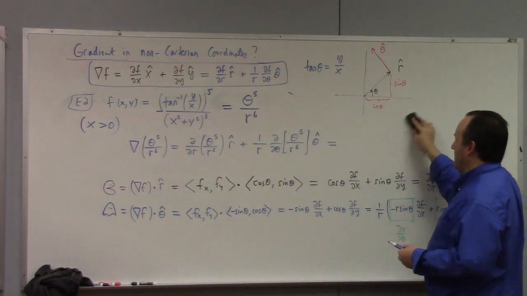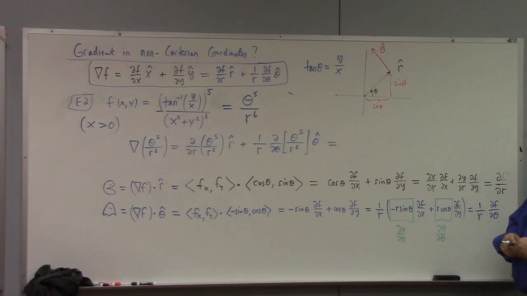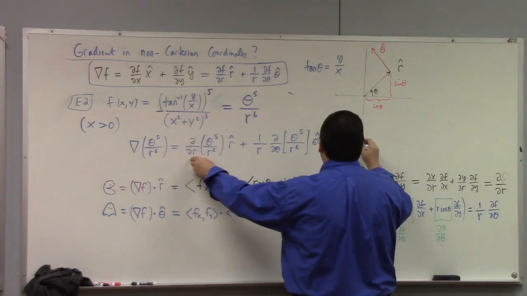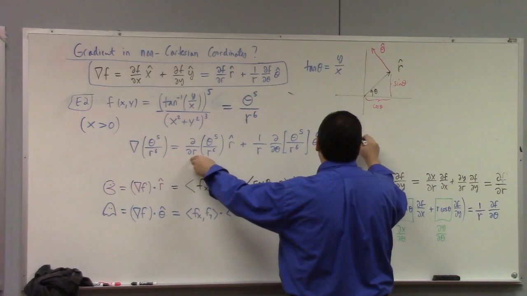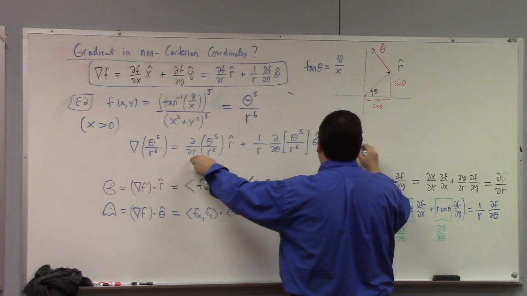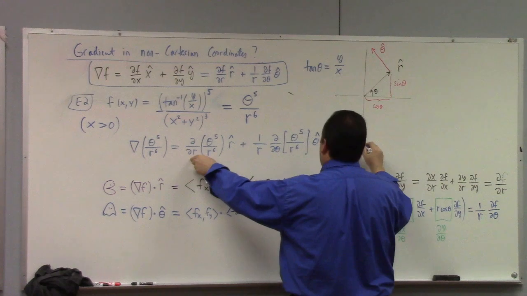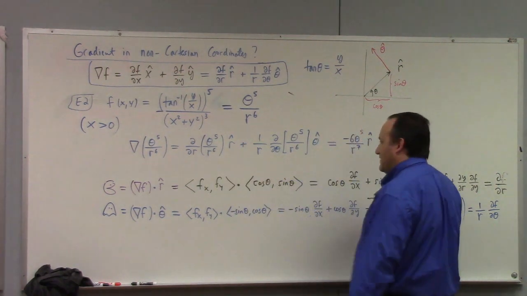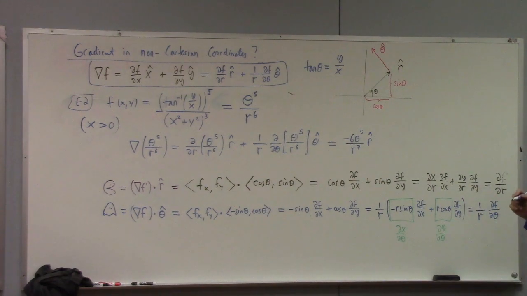All right? And then I just have to take these partial derivatives. Of course, we're holding what? Theta and r are independent variables in this context, right? So that's just minus 6 theta to the 5th over r to the 7th, r hat. Because the partial derivative of 1 over r to the 6th is minus 6 over r to the 7th, I believe.